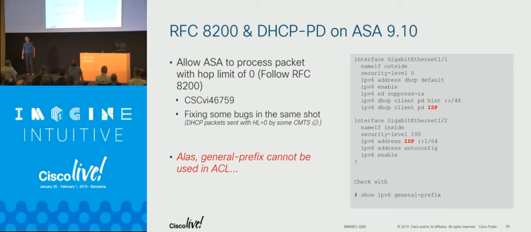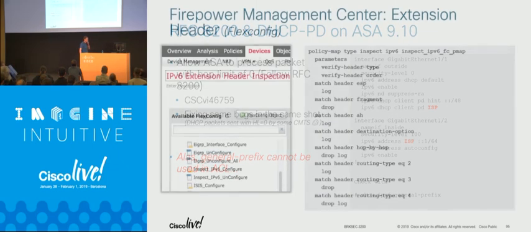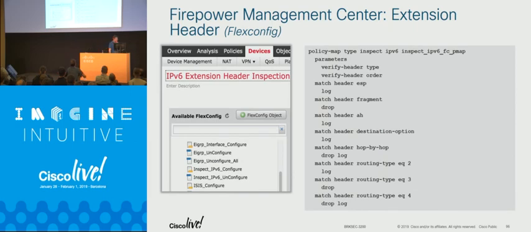But if you change the prefix, you need to change all the access control lists. Okay? There's a reason why I put it in red, because I'm not happy at all. We should be able to use those names in a group, in an object, a network object. It's not yet the case. Regarding the extension headers on Firepower, it's not visible on the GUI. You need to use FlexConfig and go like this to achieve the same thing as the ASA. But it can do it. Okay? It's working.